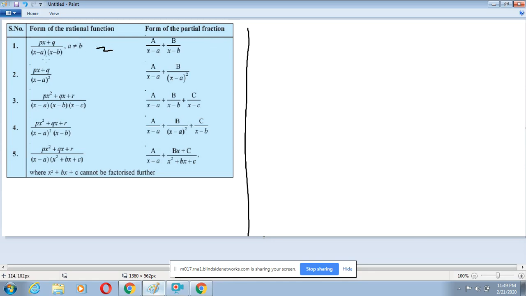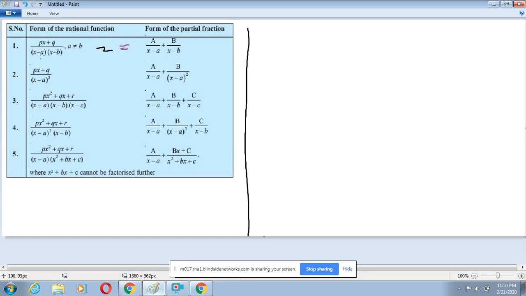So in the first question, when there are two brackets in the denominator, first step is I'll write the question in this form, and the next step is I'll find the value of a and b by taking LCM. I'll tell you how to do that. So have you understood the first step? Wait, what was the first step?